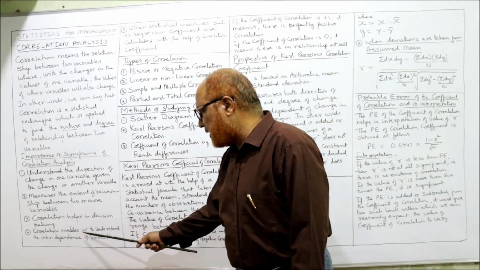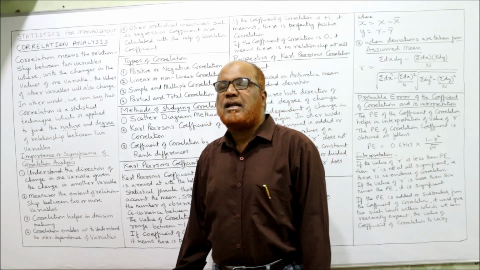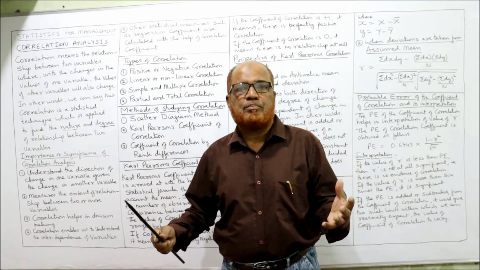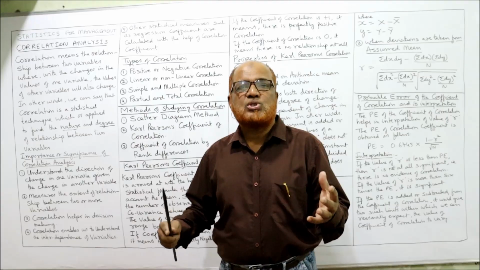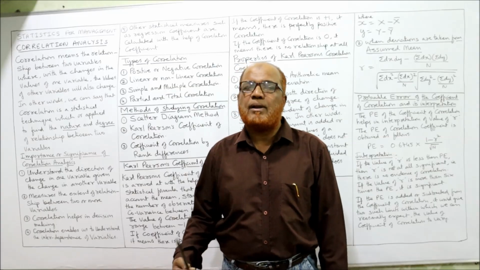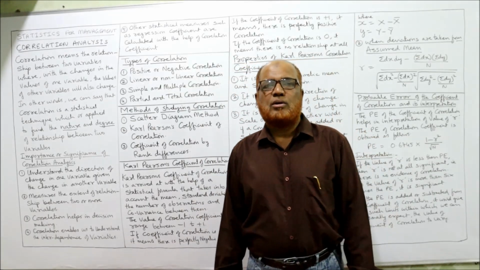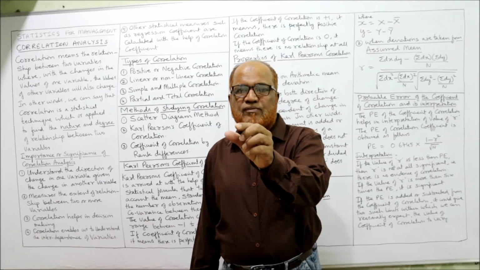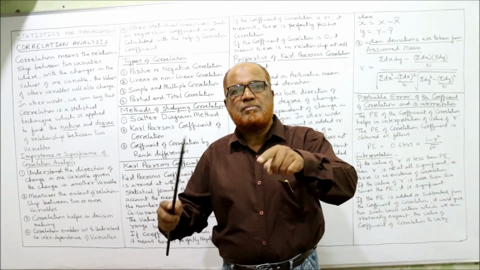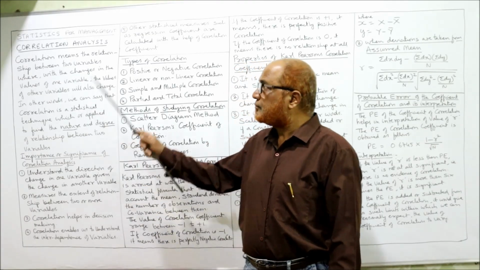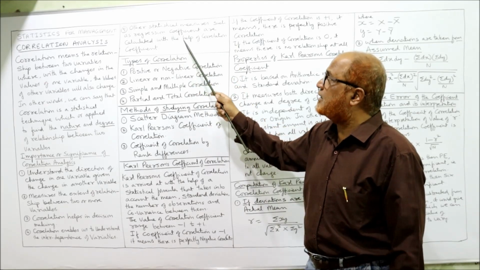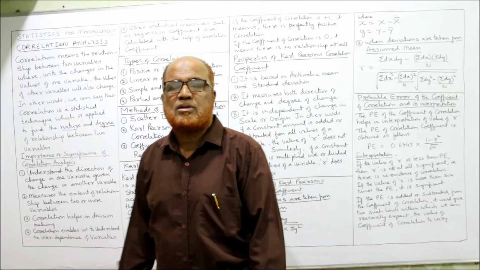Next one, correlation enables us to understand the interdependence of the variables. See, I told you, many variables are there which have some relationship. So a business manager has to study what is the interdependence between different variables. Example, the management wants to find out, in order to attain so much of sales, how much advertisement we have to spend. What is the relationship between advertisement and sales? Like that.